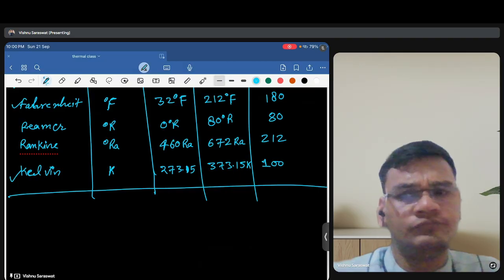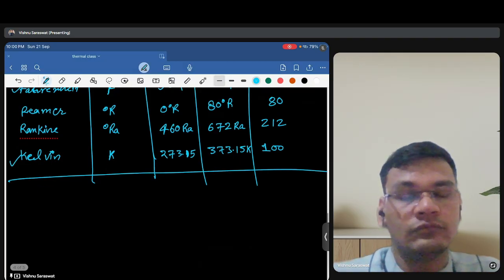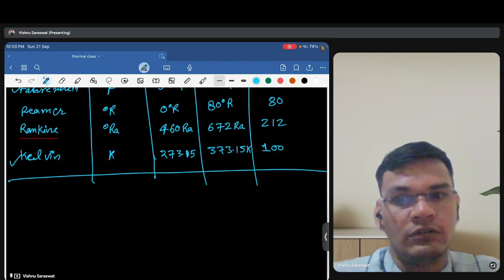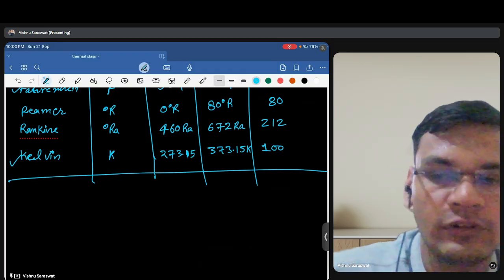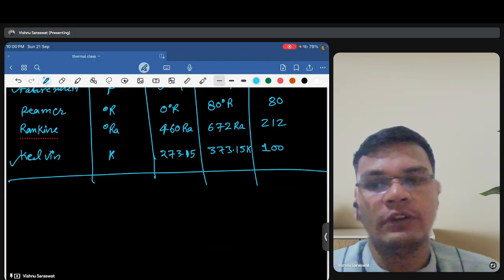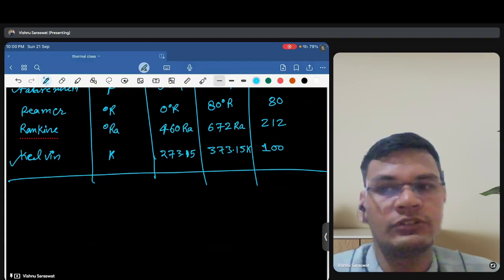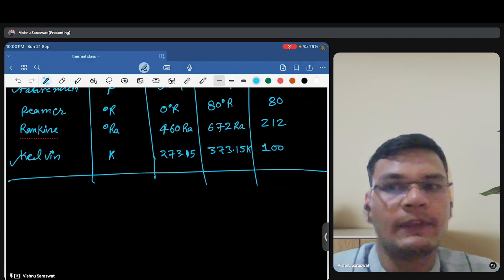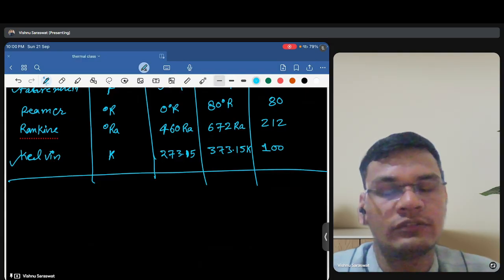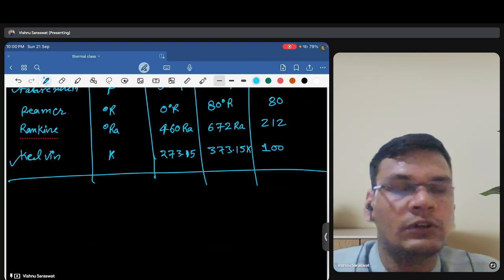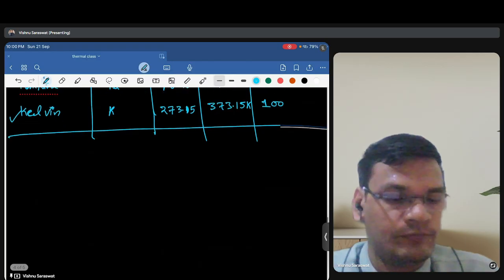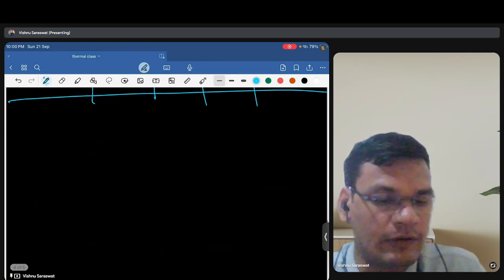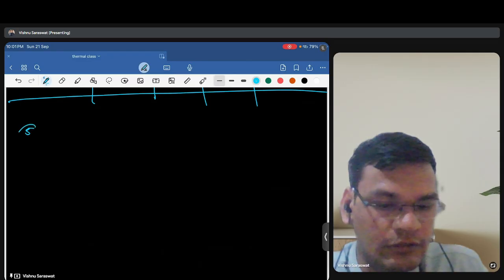So by using this table, we can also make a formula. Suppose you have a temperature in the Celsius scale or Fahrenheit scale, and you want to calculate the temperature in the Reaumur scale. You can easily calculate it with the help of the formula. So we will write it down here.